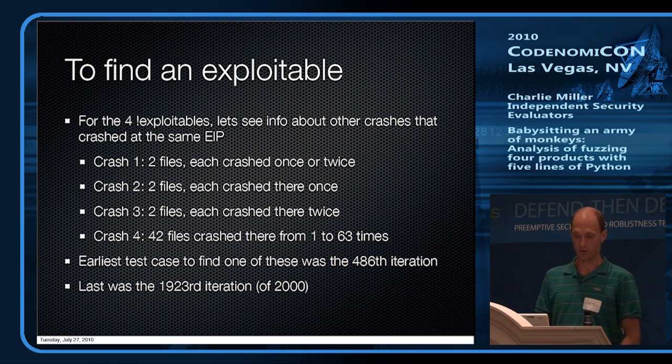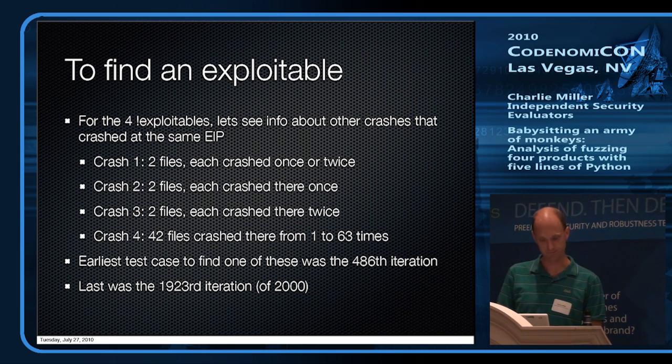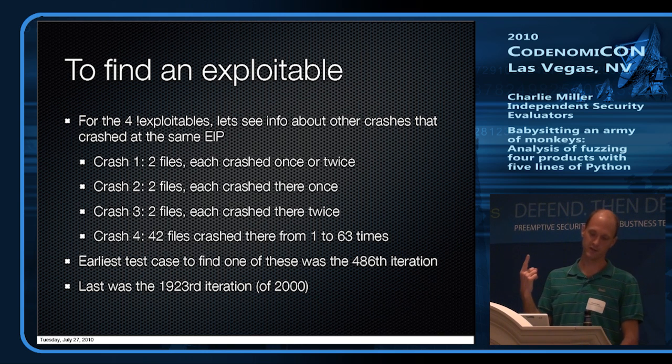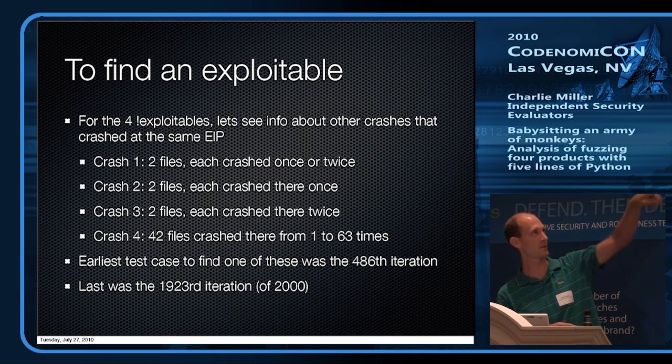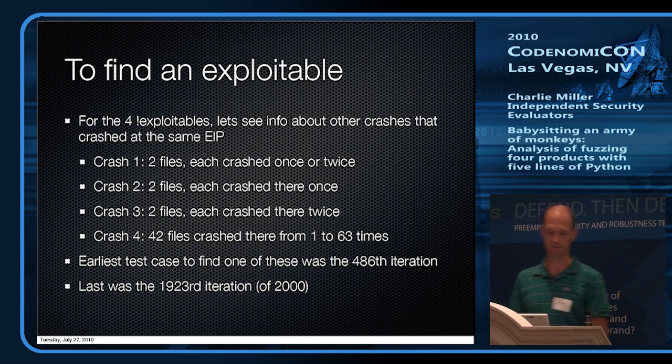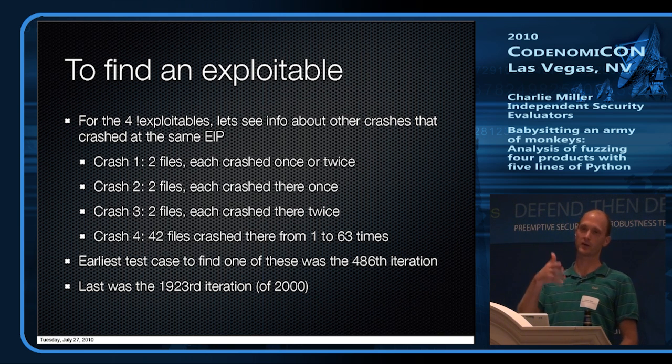So there are 2 files. Let's see, there's 1 crash. So there are 4 exploitable crashes, right? The first one was found by 2 files. Most of them were found by 2 files, except the last one, which was found by 42 files. So again, it's hard to find an initial test case to find these, even to find a regular bug or an exploitable bug.